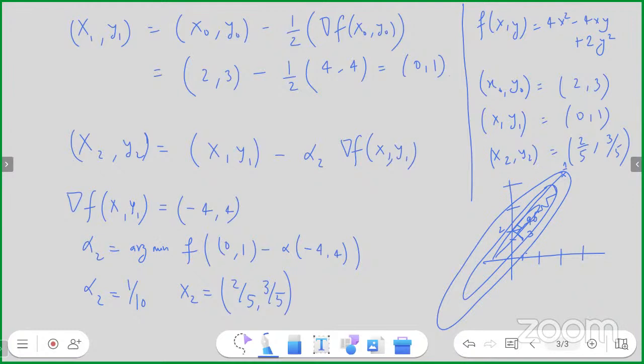So whatever the choice of alpha is, if I define a new function g, what is that function g for which alpha 2 is the minimizer? It is x1, y1 minus alpha times del f of x1, y1. So what is the property of the function g at the minimizer? Its gradient should be equal to 0.